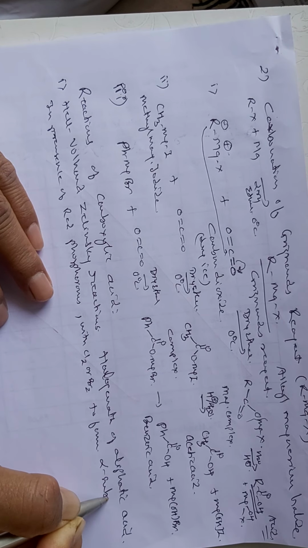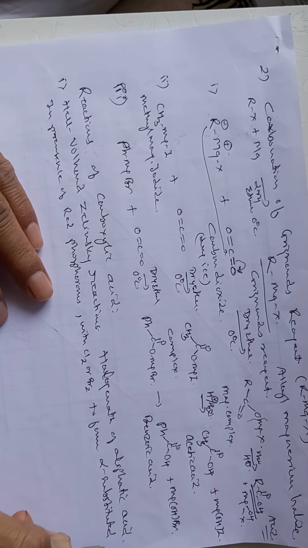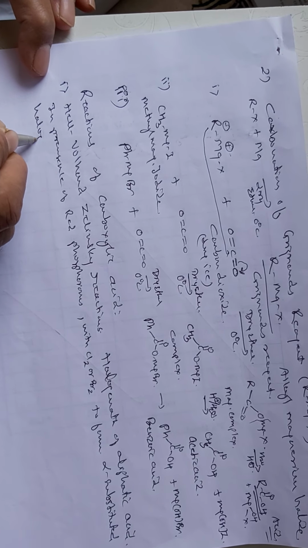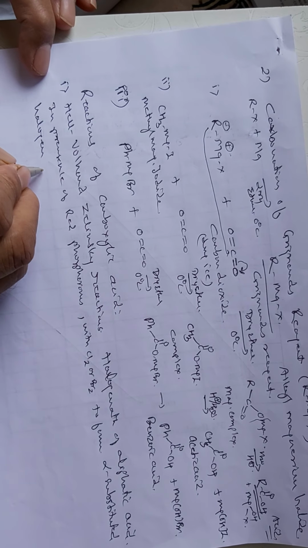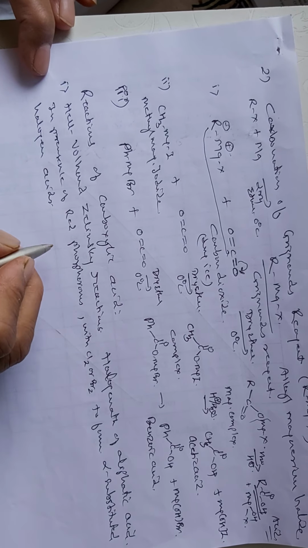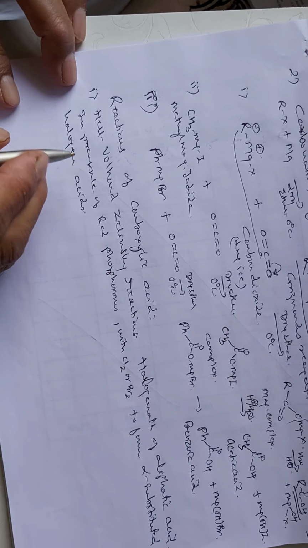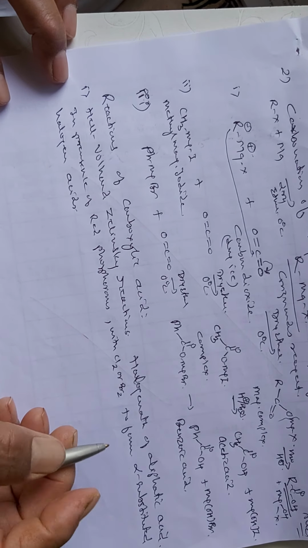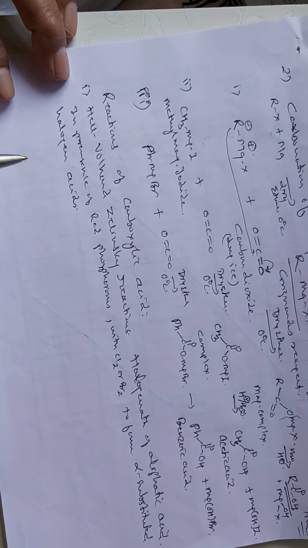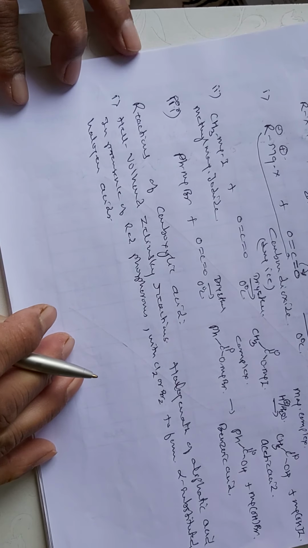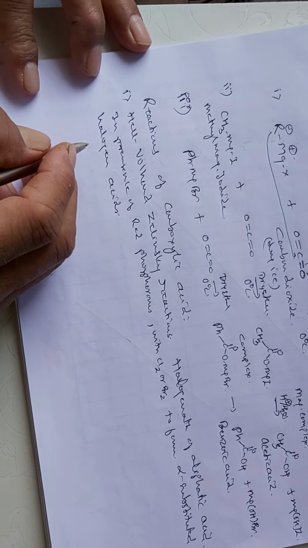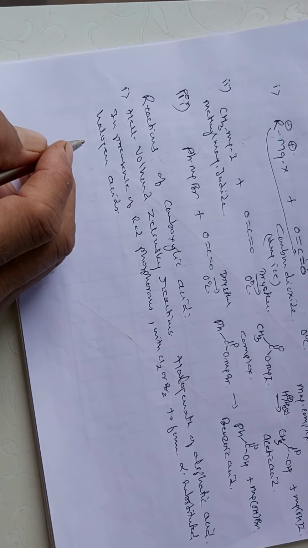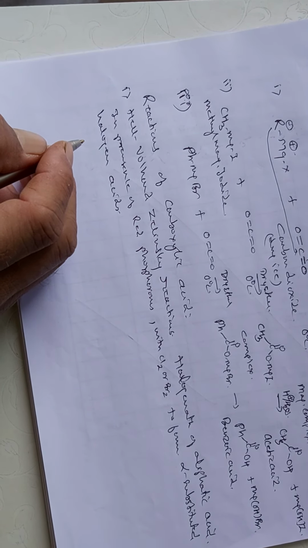alpha substituted carboxylic acids, alpha substituted halogen acids, and the reaction is termed the Hell-Vollard-Zelinsky reaction. Means carboxylic acid in presence of red phosphorus with chlorine or bromine gives you the formation of alpha substituted halogen acid. So what happens here? In this reaction we get the formation of the alpha substituted carboxylic acid.